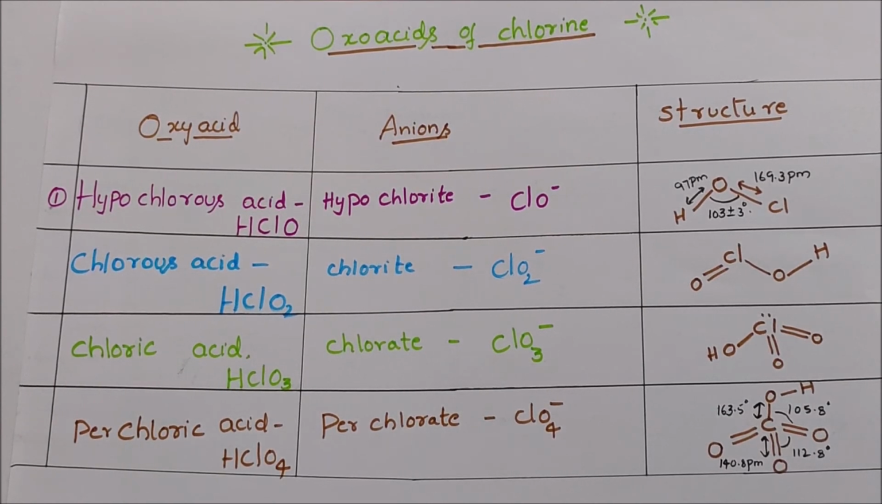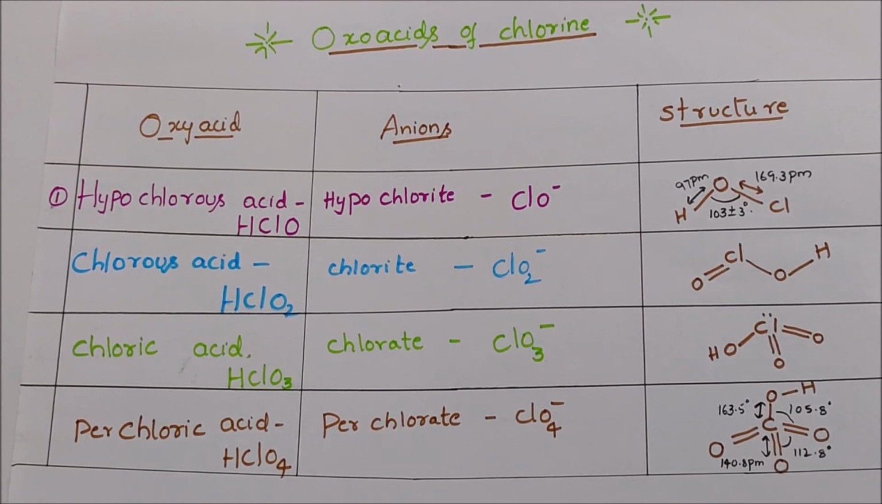These are the oxoacids of chlorine. Mainly, 4 types of oxoacids of chlorine are formed: HClO, HClO2, HClO3, HClO4. The anions are the hypochlorite ion, chlorite ion, chlorate ion and perchlorate ion. These are the structures of the oxoacids of chlorine.